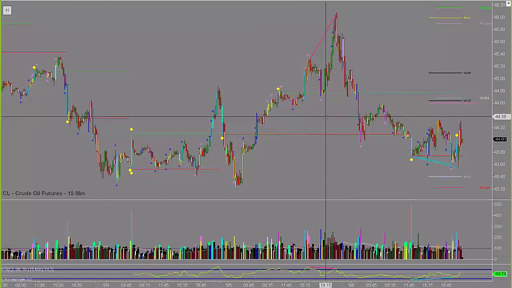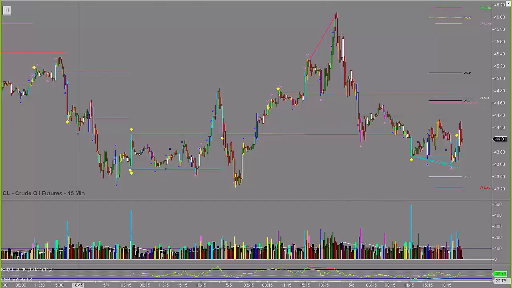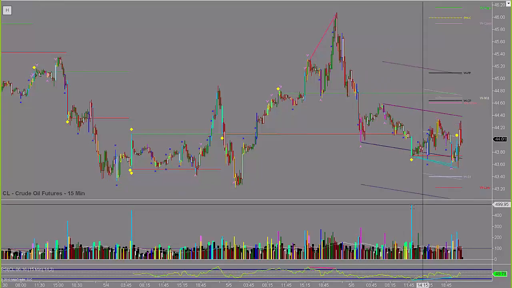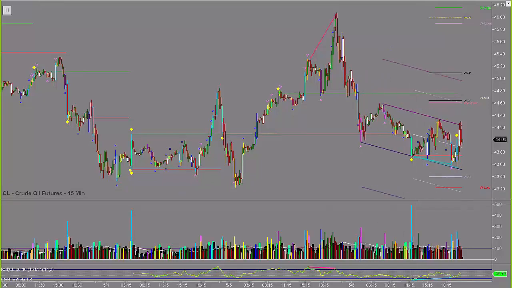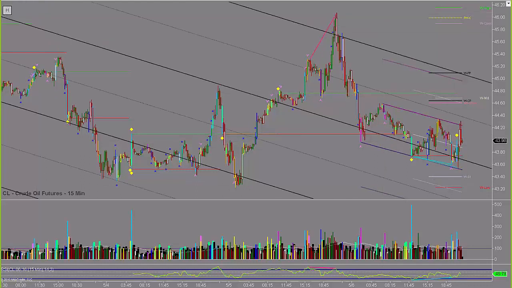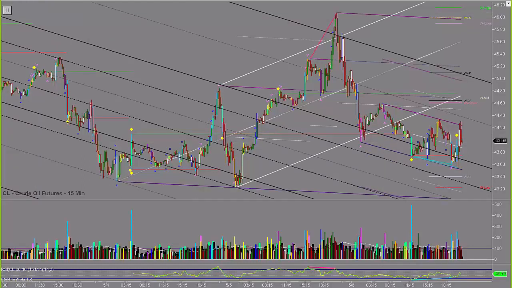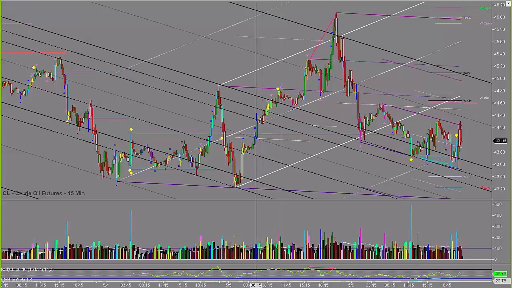For me at the moment, the only trend is really still to the downside, isn't it? On a very short time frame. So it depends on how big a scale you're trying to look at when you're taking your trades. Are you looking at all the information from the bigger trend lines, or are you scaling down to a micro channel?